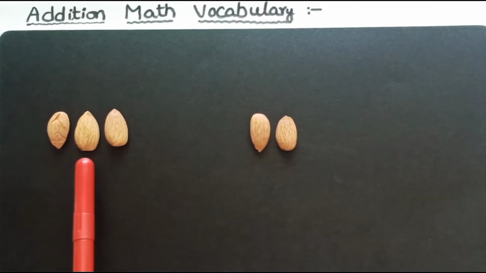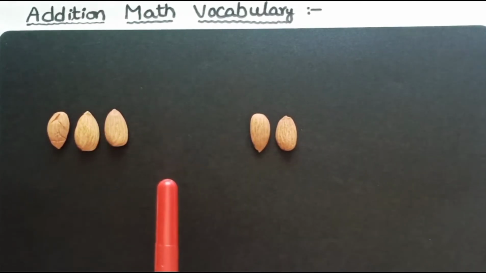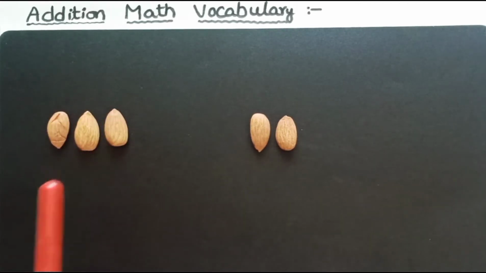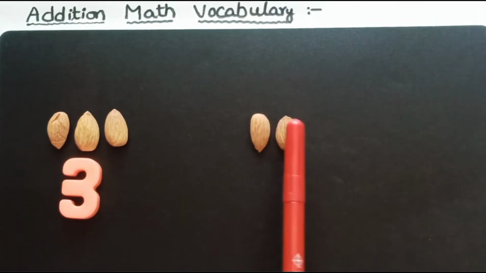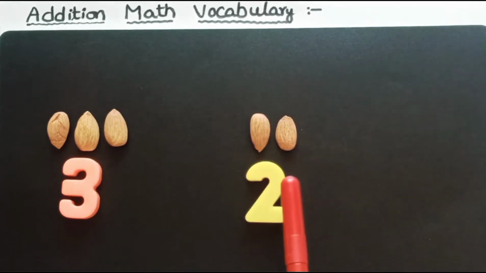Here is one more example. Here we have 2 sets of almond nuts. These 2 sets have different numbers of almonds. So how many almond nuts are here? 1, 2, 3. Yes, there are 3 almond nuts. And here is one more set of almond nuts. How many almonds are here? 1, 2. Here we have 2 almond nuts.